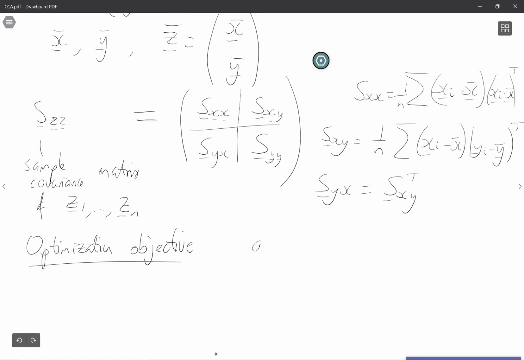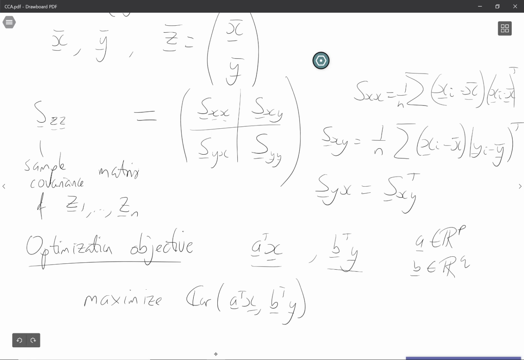As we said, we're going to want to find a linear combination of the x's, a transposed x, and a linear combination of the y's, let's call it b transposed y, where a is going to have to be in R^p and b is going to have to be in R^q. We're going to want to choose a and b to maximize the correlation between a transposed x and b transposed y. If we write this out, this is going to be a transposed Sxy b divided by the square root of a transposed Sxx a times the square root of b transposed Syy b.